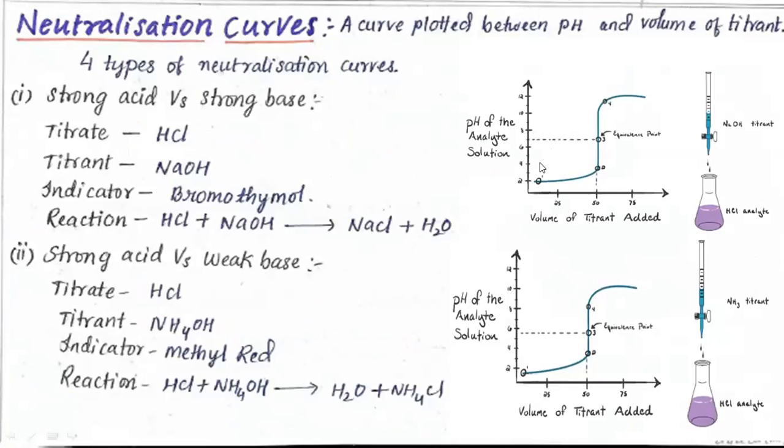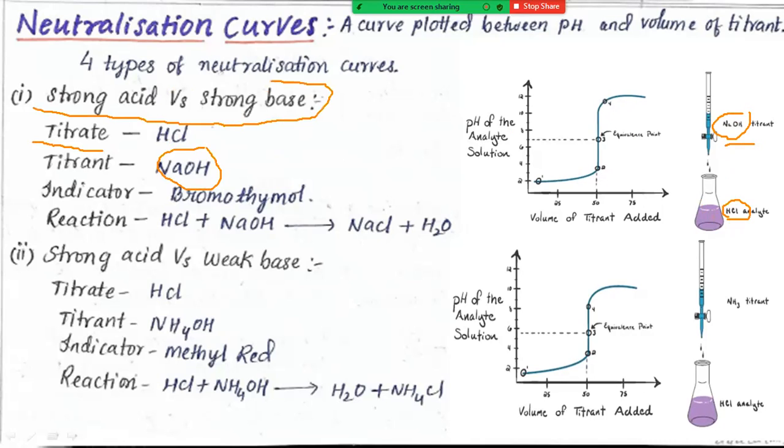The next one is neutralization curves. This is a very important topic in acid-base titrations. We have four neutralization curves. The first one is strong acid versus strong base. Here we take the titrate solution as HCl solution, which is analyzed by taking it in a conical flask, and the titrant solution is NaOH, a strong base. When an acid is titrated with a base like this, it is called strong acid versus strong base.